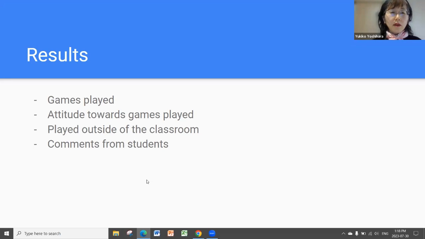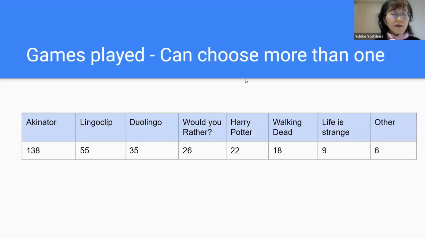Okay, so next slide, please. Okay, so there were 20 games, and 3 games were introduced in class. So Akinator, Lingo Clip, and Duolingo. Would You Rather. Those 3 games were introduced in class. And the students were encouraged to use the game that they preferred outside of class as well. And the results are here.